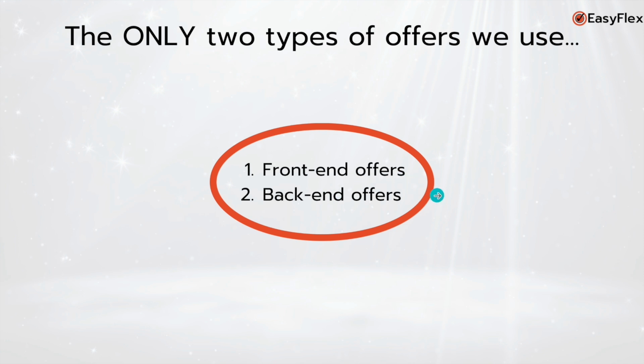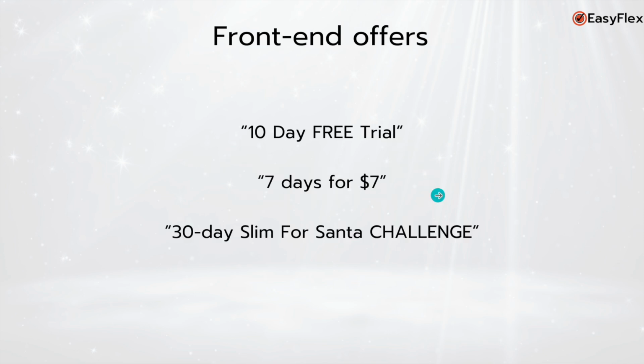So what are these two things? They may sound fancy, but once understood, it is very simple. Okay, so here at the front line of your advertising campaign, you will find your front end offer. So some examples here: 10-day free trial, 7 days for $7, 30 days Slim for Santa challenge. Okay, so we have a full video dedicated to the exact offers that we recommend that you use, and that is basically found within our Offer Vault episode.